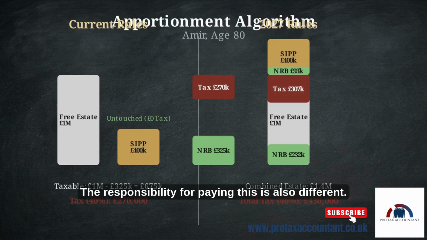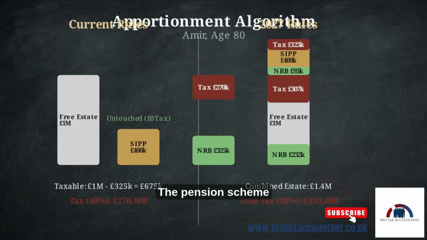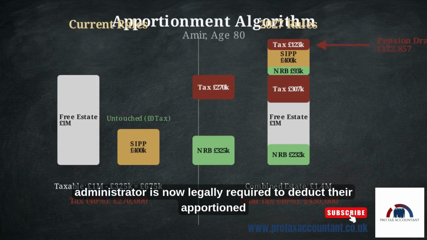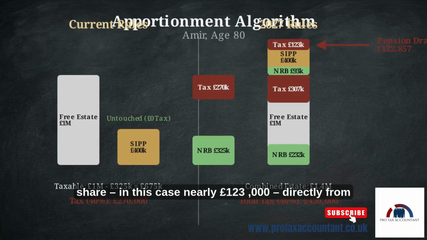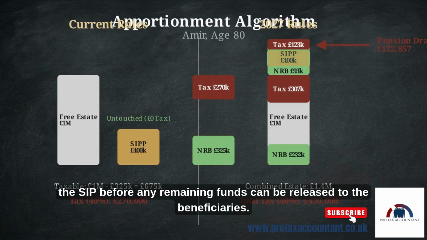The responsibility for paying this is also split. The personal representative pays the tax on the free estate. However, the pension scheme administrator is now legally required to deduct their apportioned share, in this case nearly £123,000, directly from the SIPP before any remaining funds can be released to the beneficiaries.